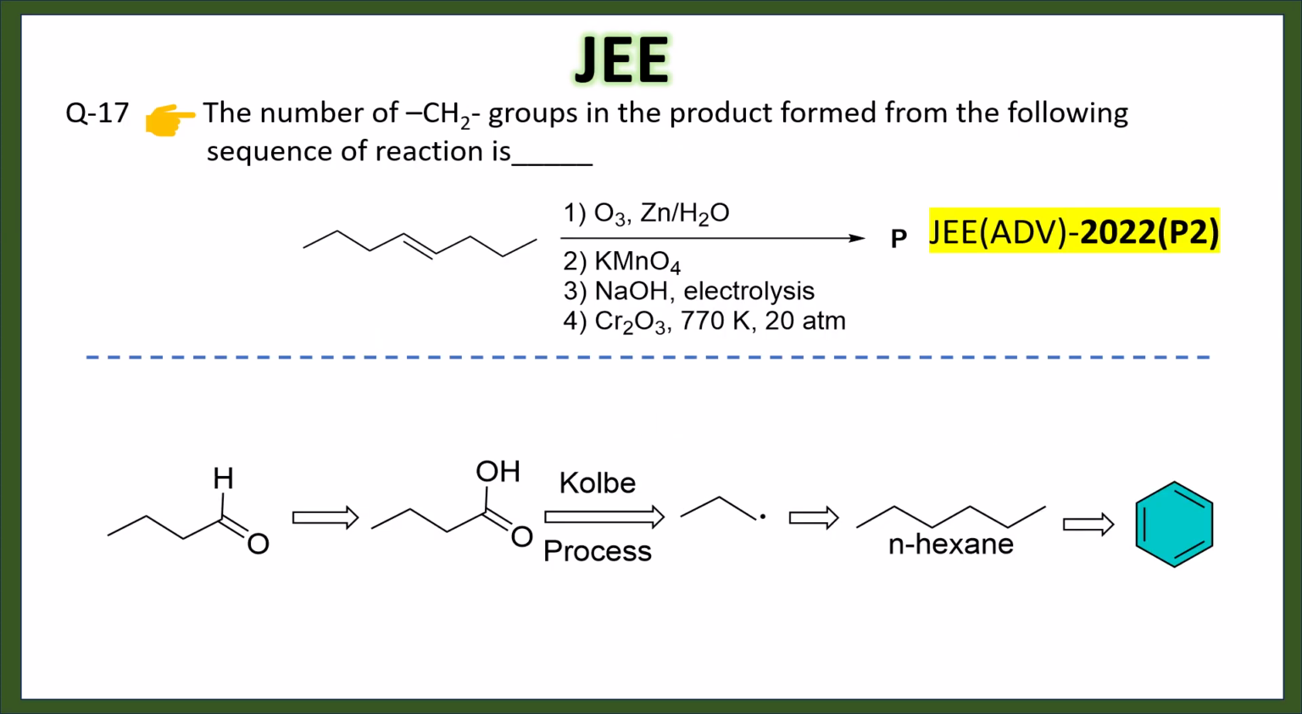Now question number 17, the number of CH2 methylene groups in the product from the following sequence of reactions is. Let's do that. First ozonolysis here gives this aldehyde, generates 2 equivalents of aldehyde. Further oxidation gives acid, and NaOH electrolysis, that is the Kolbe process, gives the radical. Here decarboxylation happens, gives the propyl radical. Further this propyl radical undergoes combination, gives n-hexane as the product, and further oxidation with Cr2O3 gives the benzene.